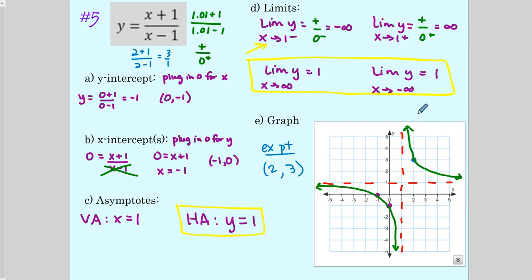Okay, so that is our big problem for rational functions. Find the intercepts, find the asymptotes, find the limits, draw the graph with extra points. You always need at least one point for each region. So if you have a region to the left of the vertical asymptote, you need at least one point over there. And if you have a region to the right of the vertical asymptote, you need at least one point over there. More points are fine, especially if you don't think your limits are right or you don't know what to do. You can plot more points, and that will help you see what the curve is doing.